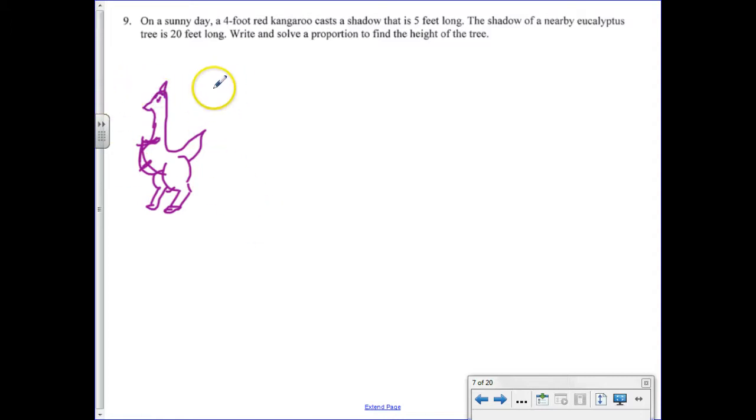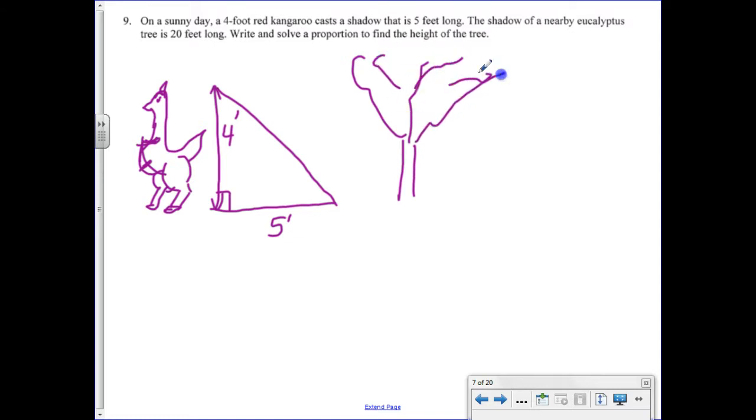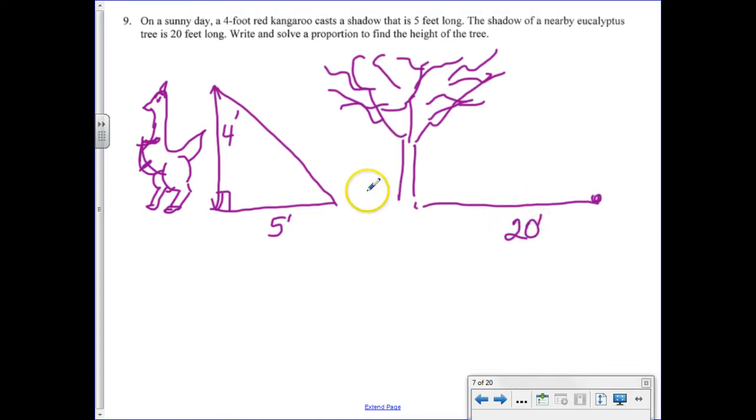The big thing here is that our kangaroo is 4 feet tall and the shadow is 5 feet. Okay? Realize this makes a beautiful right triangle. Cool. It says the shadow of a nearby eucalyptus tree. All right, so here's the tree over here. There's our tree. That tree probably has koala bears in it if it's eucalyptus, right? I don't know how tall the tree is, but I know the shadow is 20 feet long, and I'm trying to figure out how tall the tree is.